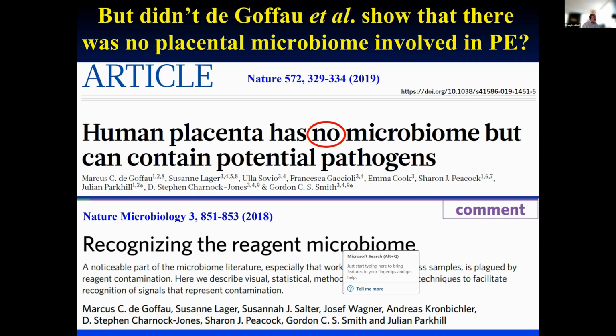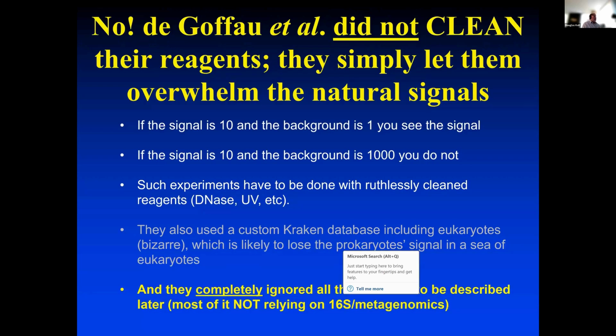The argument behind it was the earlier paper from the same group that recognized that many of the reagents we use actually have microbes in them. And if you don't clean them thoroughly, your samples that you interrogate with things like polymerase chain reaction reagents, DNA polymerase and so forth, are likely to light up the microbes, but the microbes come from the reagents, not the samples. But unfortunately, they didn't follow their own advice, and they did not clean their reagents.